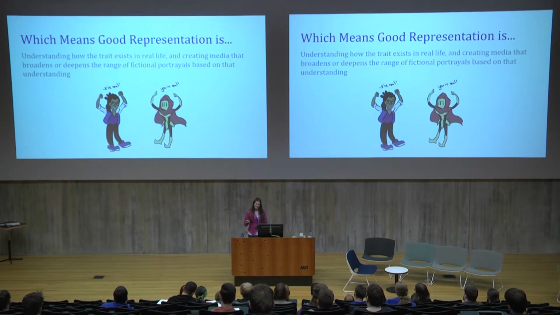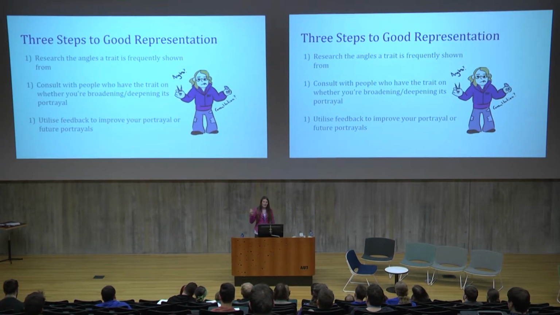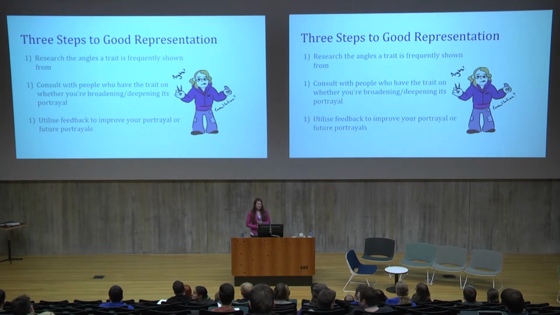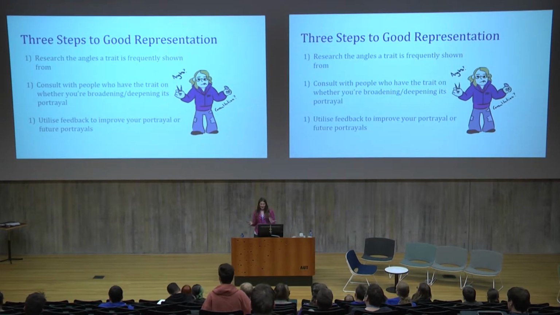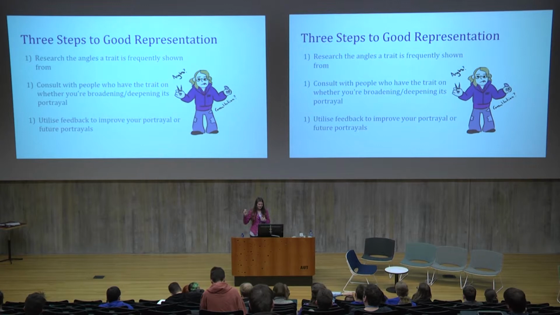So where representation, where good representation is considered, there are three steps when you're coming at it from an unfamiliar angle to trying to get it right. I would consider those three steps to be researching the angles that a trait is frequently shown from, so that you have an idea of what limited representation exists for an identity and what gaps there are.